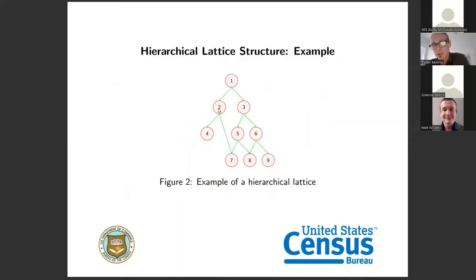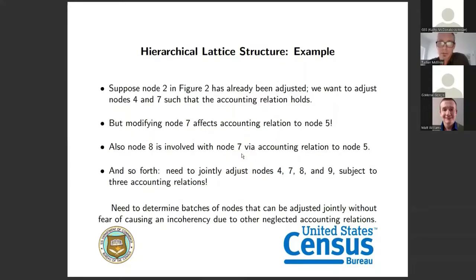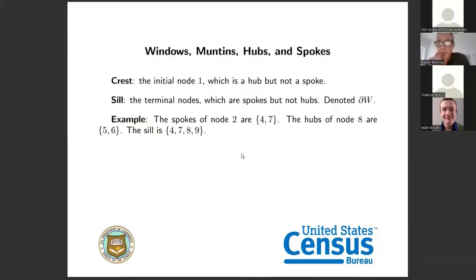So 2 can be viewed as a hub with spokes 4 and 7. They're subject to an accounting relation. But 5 is another hub that also has 7 and 8 as spokes. So we've got hubs and spokes, and then the whole thing starts at the top with node 1, which I call the crest. It's a hub, but not a spoke. And the bottom terminal nodes I'll call the sill. Those are all spokes that are not hubs themselves. Okay, so the spokes of node 2 are 4 and 7, and then we can construct other examples.